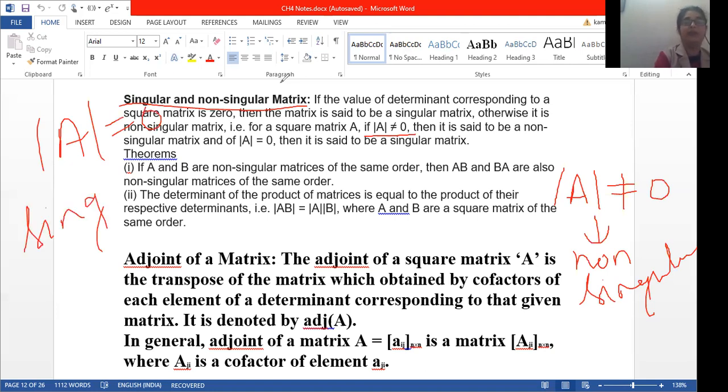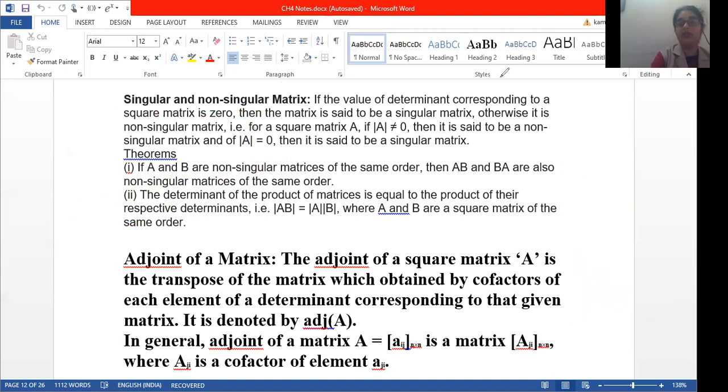So it depends upon whether the value of determinant is 0 or non-zero. If it is 0, then we call it a singular matrix. If it is not equal to 0, then it is a non-singular matrix. Clear? That is all there is to it. If it is not equal to 0, it is a non-singular matrix. If it is equal to 0, it is a singular matrix. Clear?